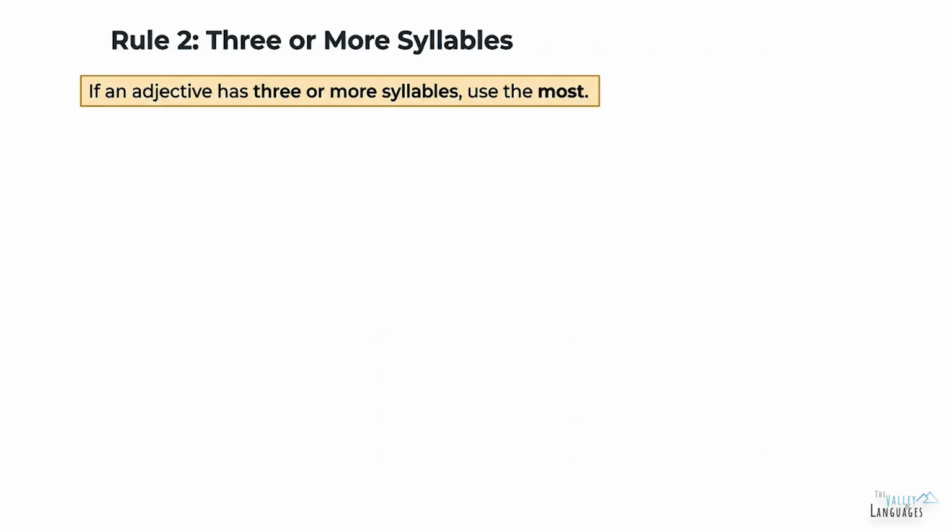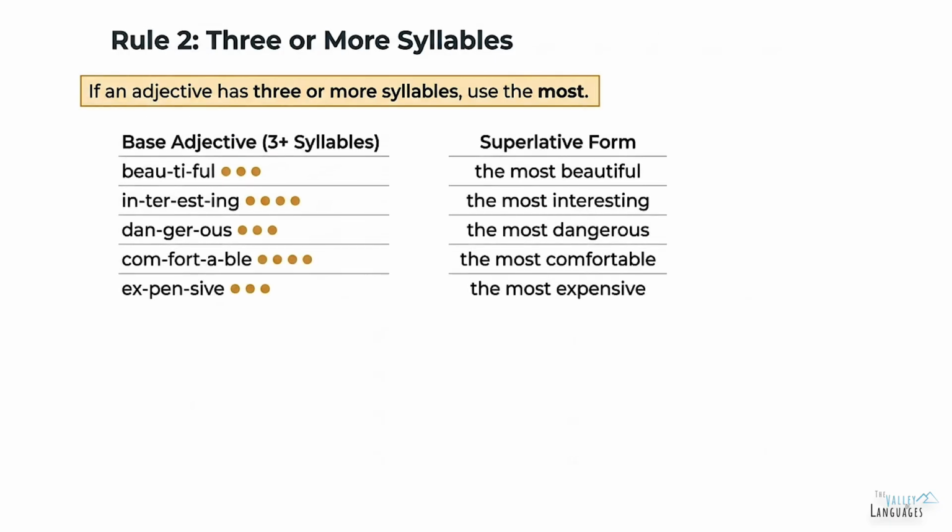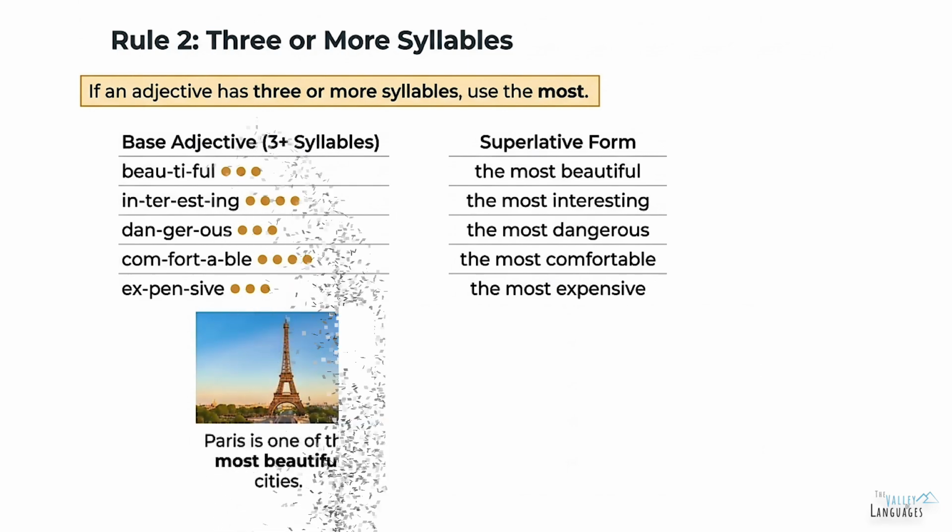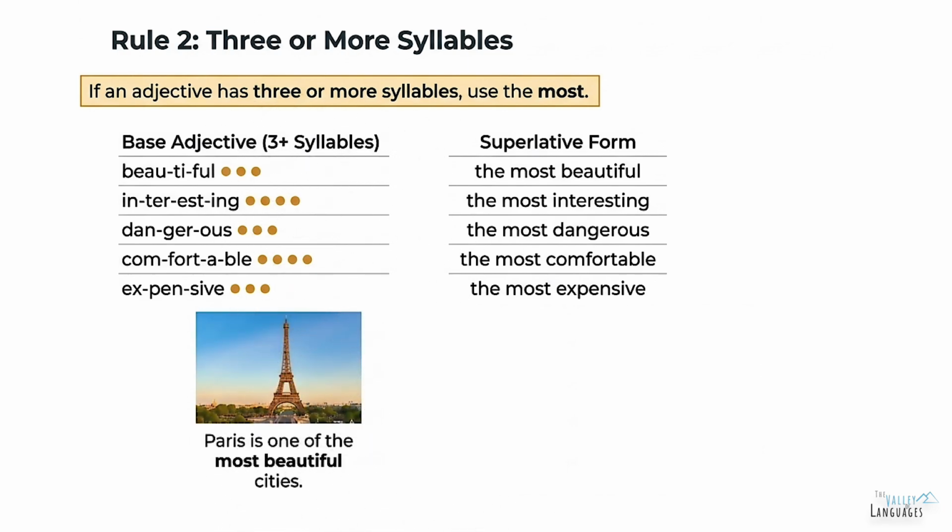But what happens when the word is a lot longer? That brings us to Rule 2, for three or more syllables. If an adjective has three or more syllables, we use the most. So beautiful becomes the most beautiful. Interesting becomes the most interesting. The same goes for dangerous, comfortable, and expensive. You just place the most right in front of it.